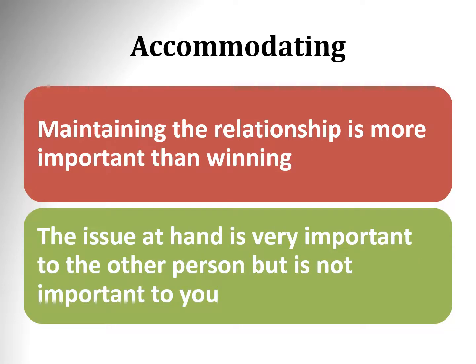The accommodating style is one of the most passive conflict resolution styles. With this style, one of the parties in conflict gives up what they want so the other person can have what they want. In general, this style isn't very effective, but it can be appropriate in certain scenarios.